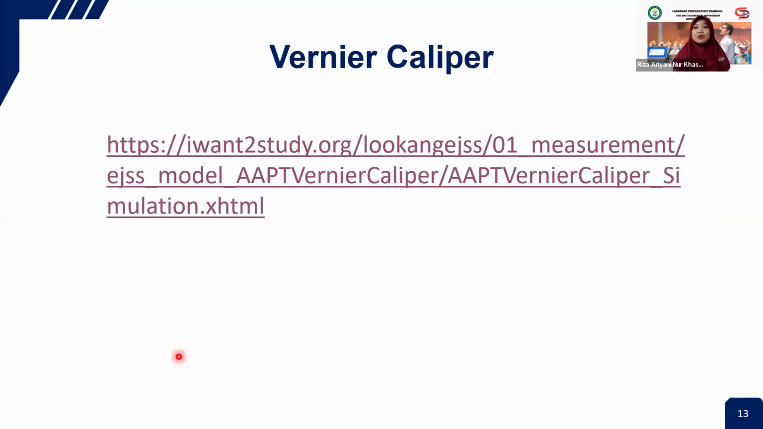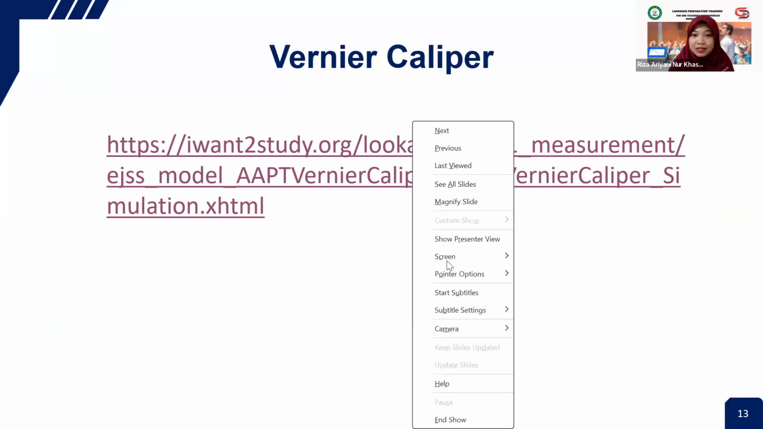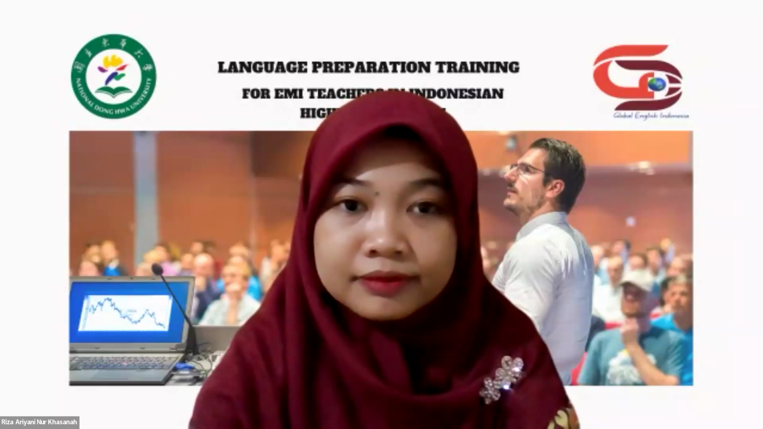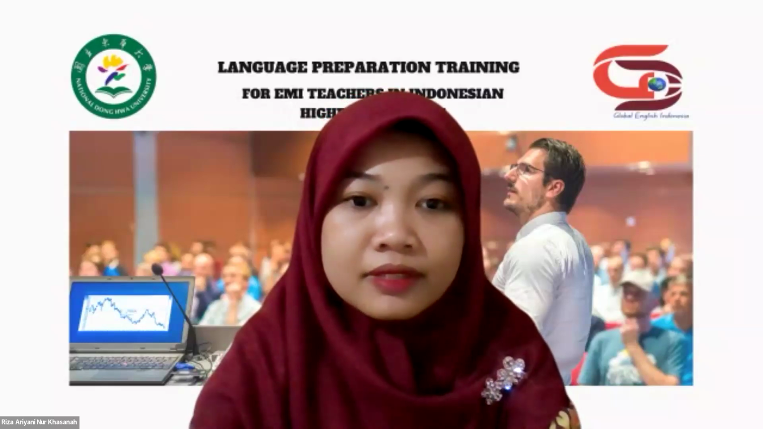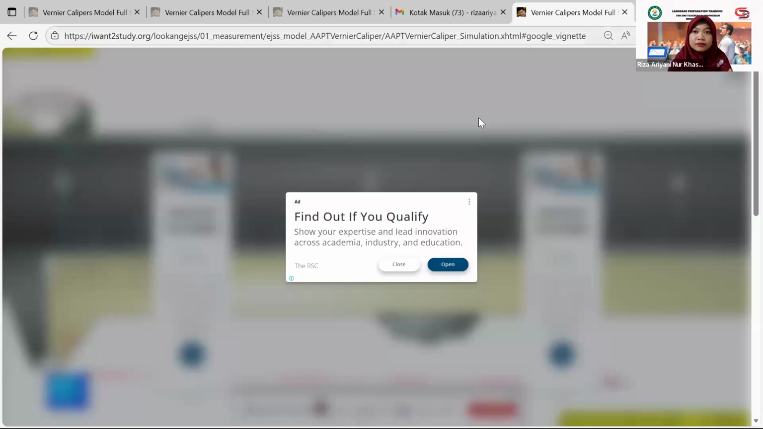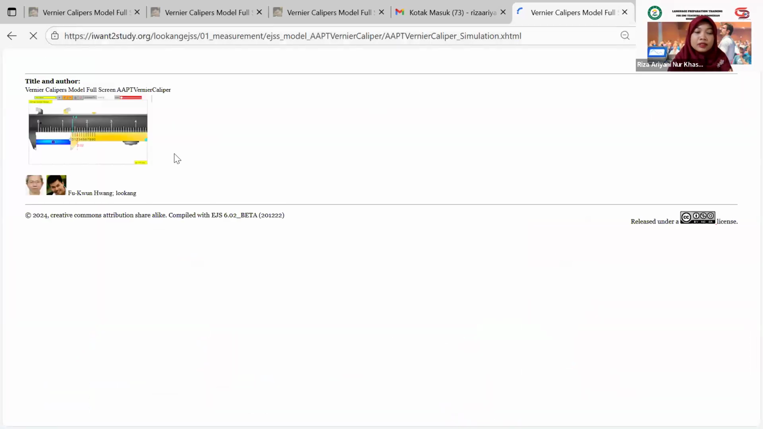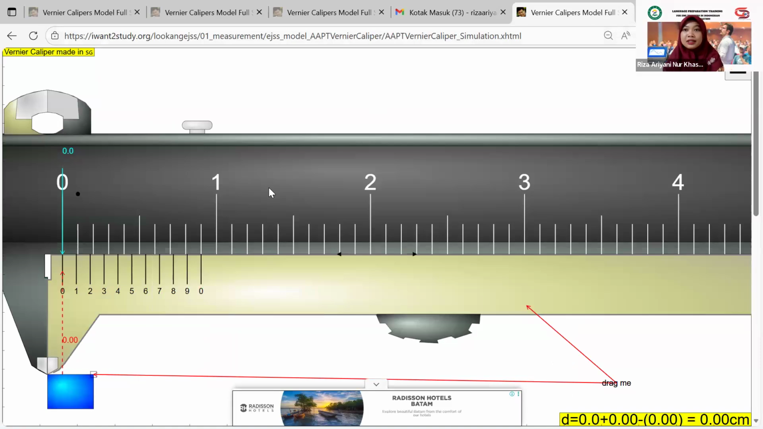Now you can practice to measure an object using the vernier caliper simulation. Please click this link. Let's practice now. I will stop sharing the PowerPoint and move to the simulation screen. Okay. Can you see the simulation clearly?